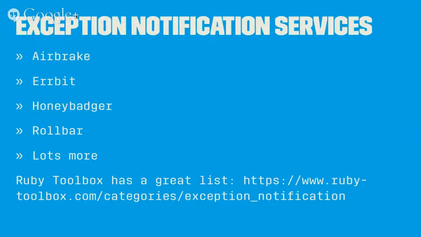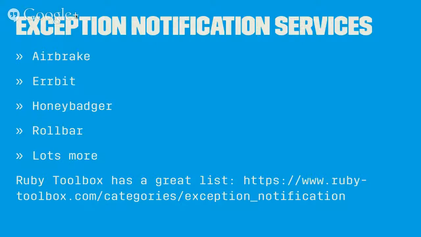If you want something heavyweight and you maybe have some money to throw around, get yourself an exception notification service. There are tons of them. I've listed the most popular ones here. I got this list from the Ruby Toolbox, which is an excellent website, rubytoolbox.com. There's a category full of exception notification gems. These are the most popular ones.